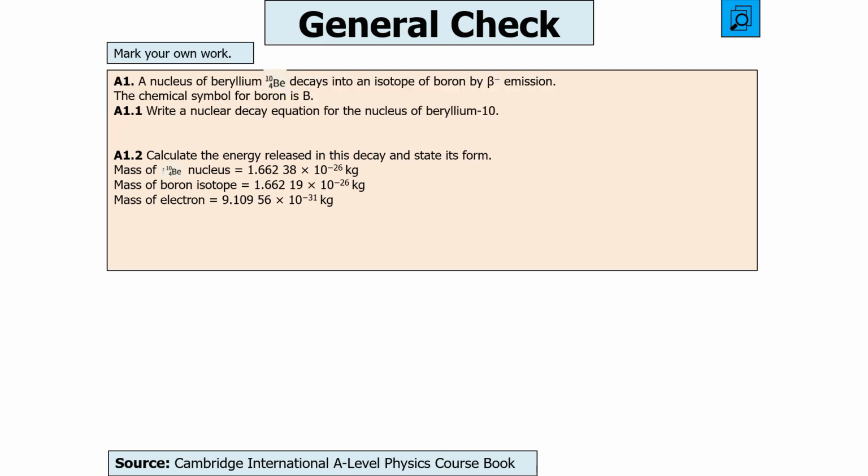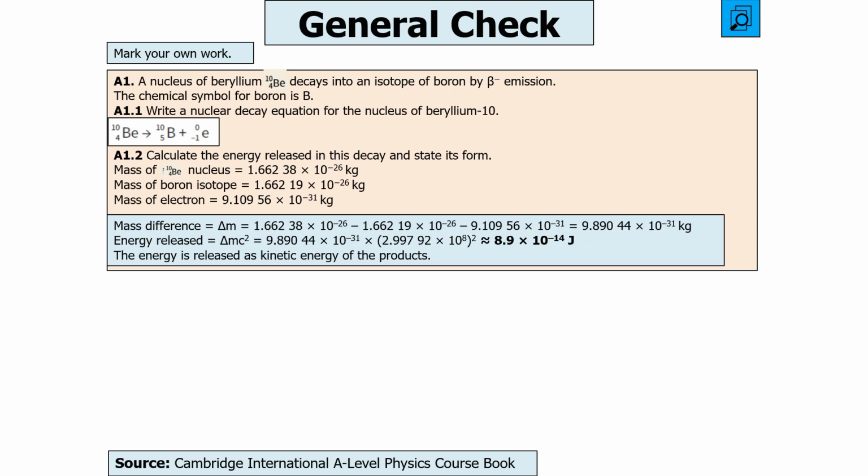Right, the nuclear decay equation is beryllium will go into boron, and you'll have an electron because you notice the proton numbers are going up by 1, the nuclear numbers stay constant, so the only thing that can conserve those numbers is an electron. The next one, the mass difference, is the difference in mass between the beryllium at the start and then the boron and the electron.